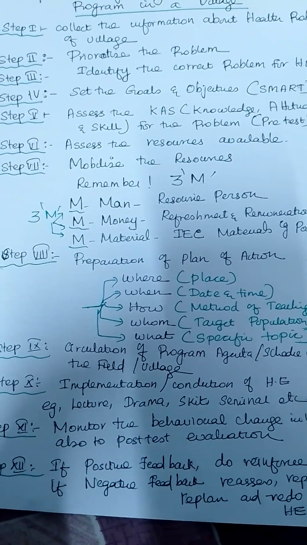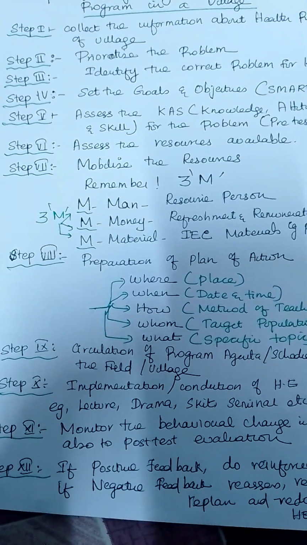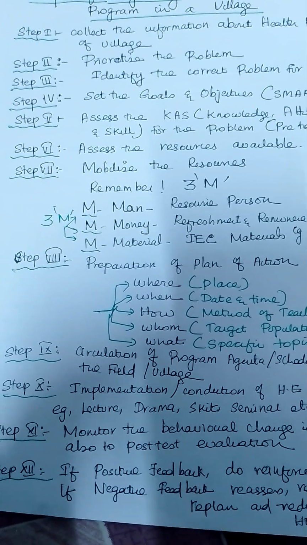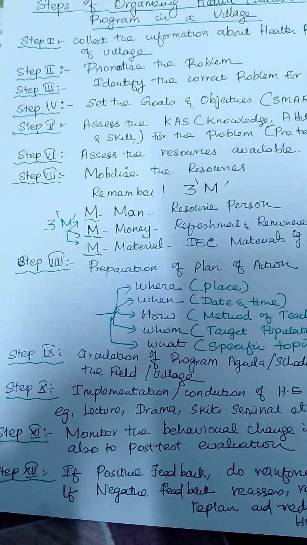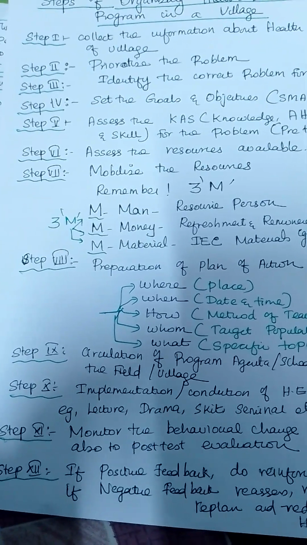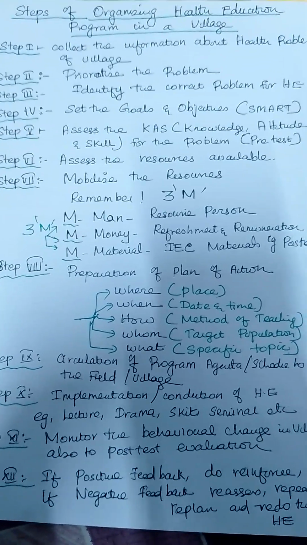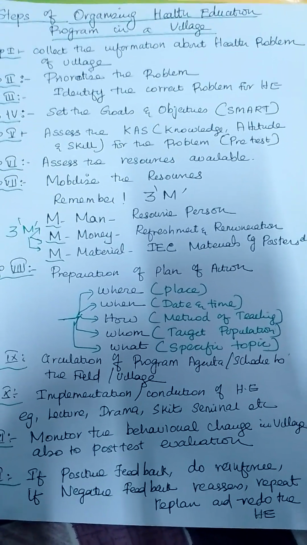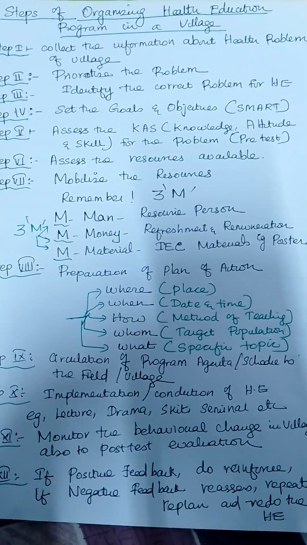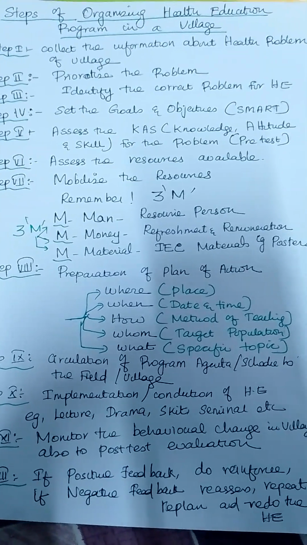Next, you will assess the resources available. What are the resources? What resources do you need for the health education? You need man, money, and material. What is man? Man is the resource person, the person who will come and talk. That person should be a credible person, a respectful person.